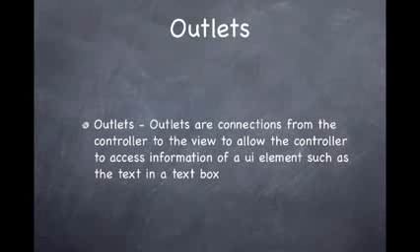Now, outlets are kind of the opposite way. They're connections between the controller and the view UI element object. So say for example we need to access the text in a text field. We'll need to create an outlet, or a communication link, between the controller and that text field so we can access the text within it and manipulate its data within the controller.